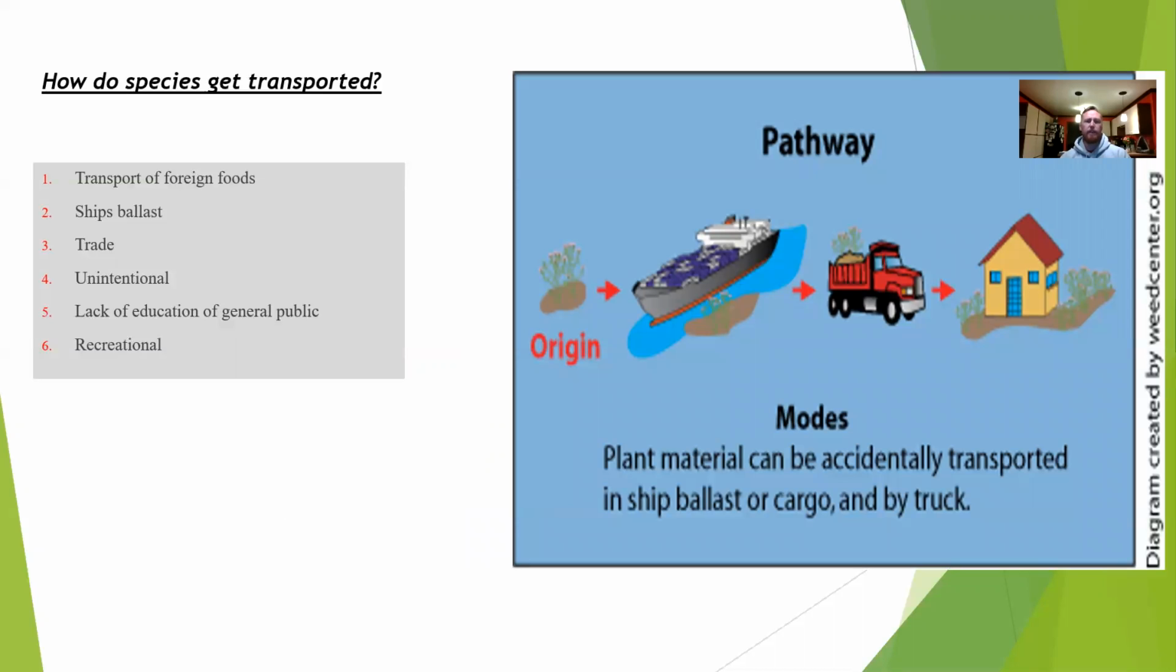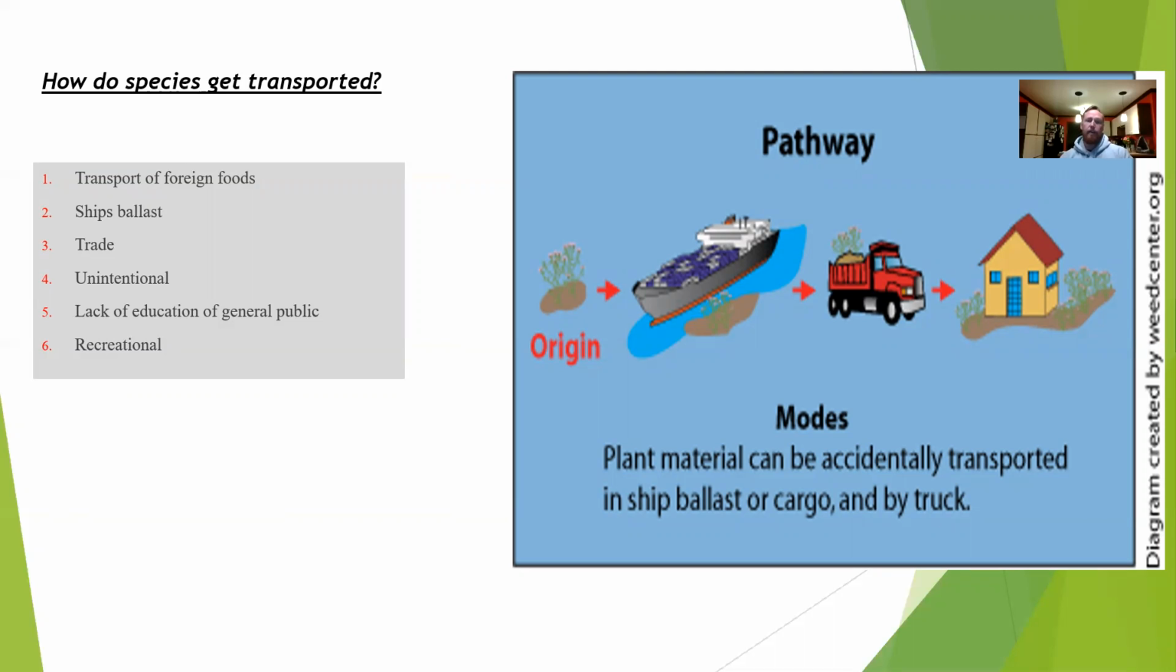All right, how do species get transported? The main and number one way that species get transported is through human contact. Whether intentionally or unintentionally, species get transported through trade. What I mean by that is logging, transported from border to border, ships moving from ocean to ocean, and just food produce that gets transported.